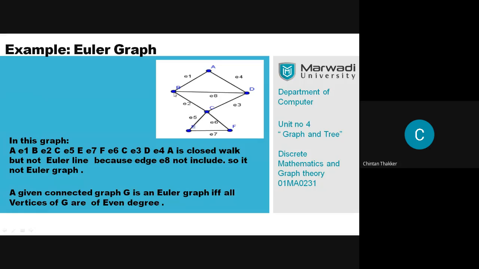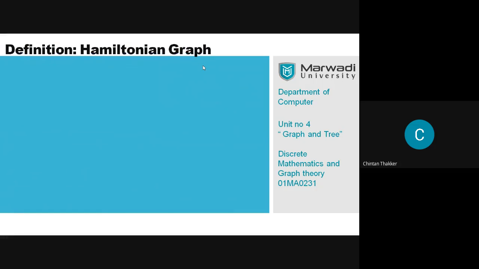Say in this graph, A is even, C is even, E is even, F is even. But B and D are not even vertices. They have a degree 3. Okay. If we eliminate this edge, E8, then B has a degree 2, D has degree 2, so it is even. So we get the Euler graph. Okay. So if the degree of all vertices are even, then the graph is Euler.